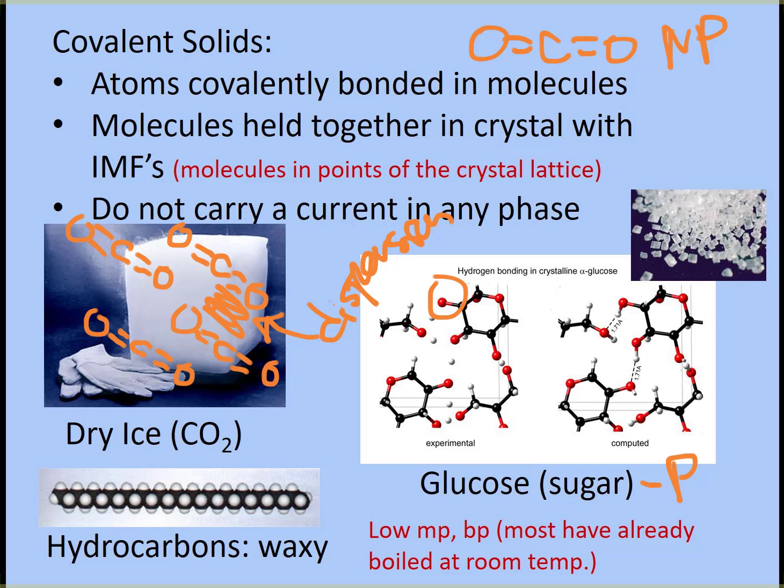Your covalent solids have wide-ranging properties. We've talked about dry ice and sugar. This is a wax down here. It's just a carbon-hydrogen chain, again nonpolar, and it is a very long molecule that will have strong dispersion forces because of its shape. These covalent solids generally have lower melting and boiling points than metals or ionic solids. In fact, a lot of the covalent molecules have already boiled by the time we get to room temperature. If you look at oxygen gas or hydrogen gas, they are gases at room temperature.